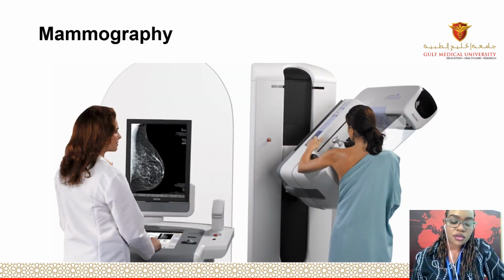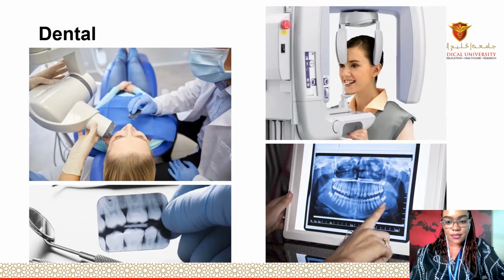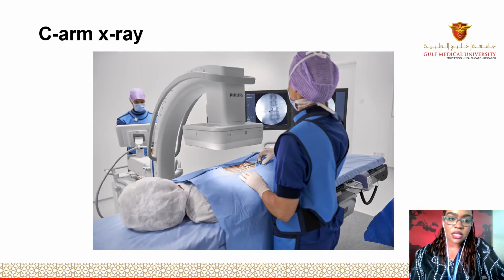X-ray has different types or different models. We can use them also for other things. For example, we have mammography, which is the imaging of the breast, where we can detect any abnormalities within the breast. Also, we have dental X-ray, where we use it to evaluate and to diagnose the abnormalities within the teeth and the root canals. We have also the C-arm X-ray, which is a type of machine using X-ray inside the theater or the operation room during the surgeries and operations.